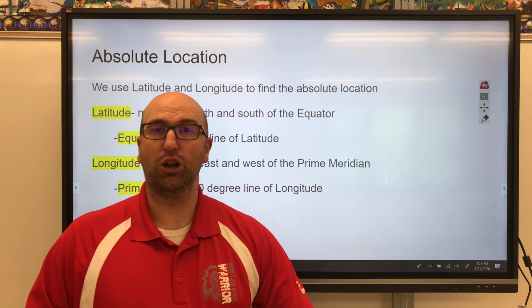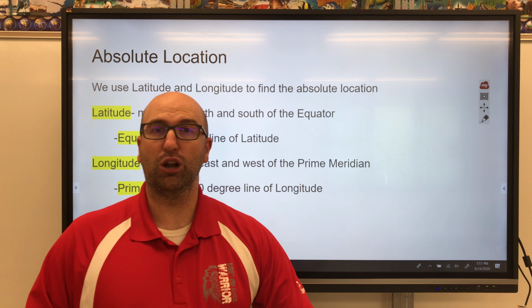And then longitude measures east or west of the prime meridian, and the prime meridian is that starting point that we measure longitude from. So it's that 0-degree line of longitude. So if I look at a map, I can see, first, I'm going to point out the equator. The equator is this center line that divides the Earth into the northern and the southern hemispheres. And then all these other horizontal lines from it are measuring north of or south of that line, depending on how many degrees it is, how far away from the equator it is.